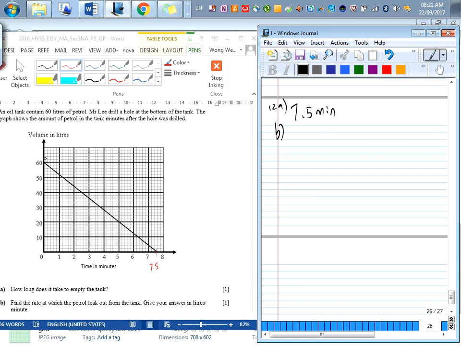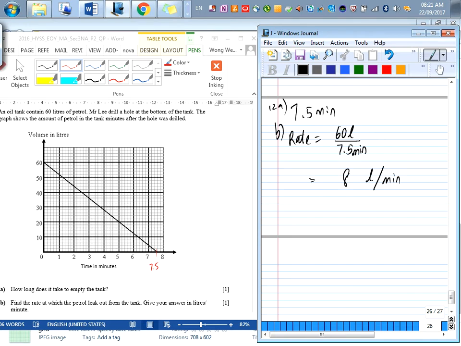Then for part B, the rate at which the petrol leaks out from the tank. It takes 7.5 minutes to empty 60 liters. So the rate at which it leaks from the tank equals 60 liters divided by 7.5 minutes. If we do this, my answer will be in terms of liters per minute. Is that what they wanted? Yes. Okay, so 60 divided by 7.5, I get 8. 8 liters per minute.